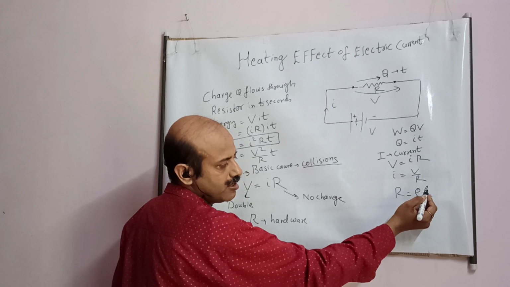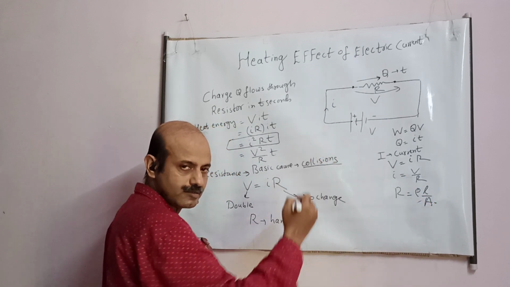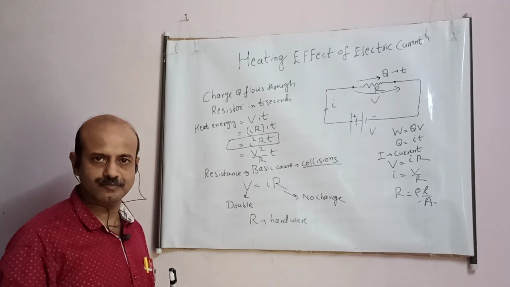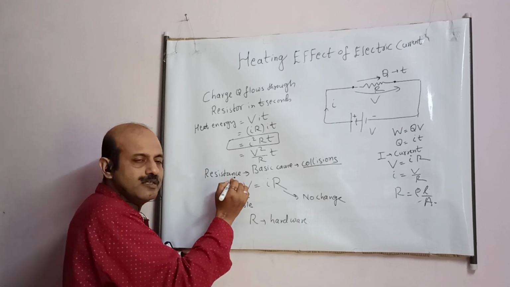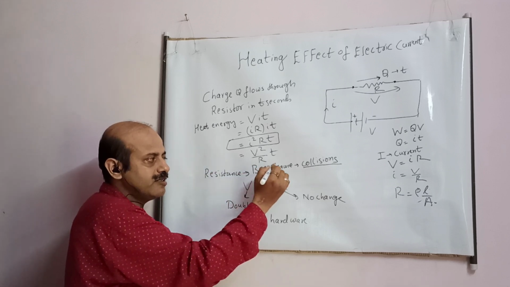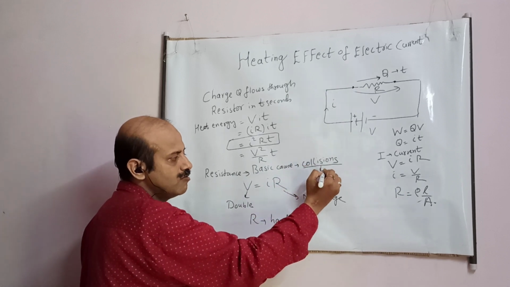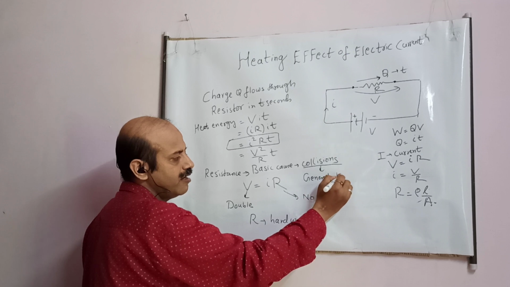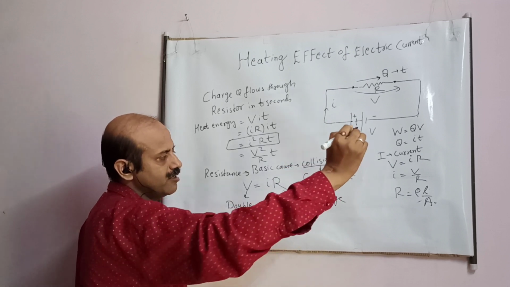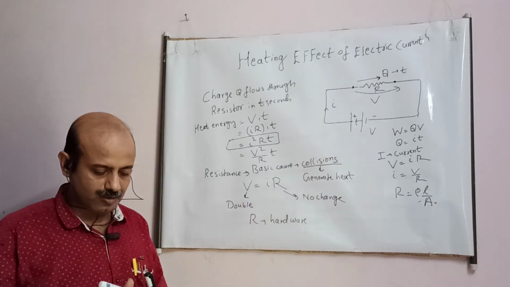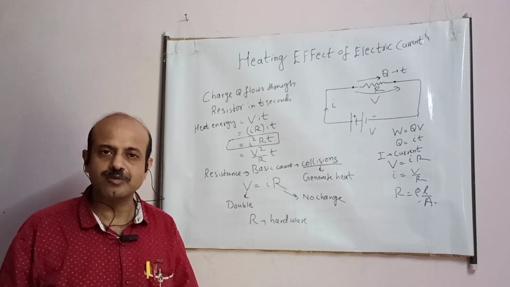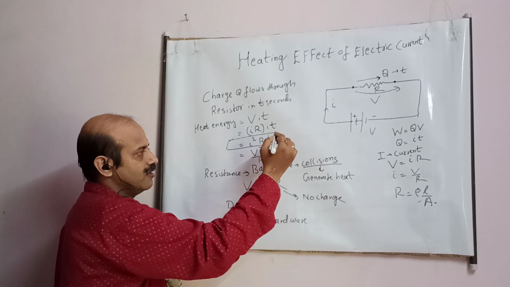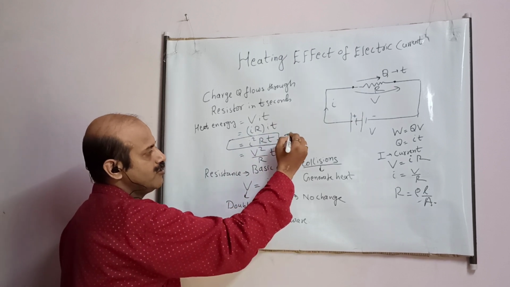R will change due to these parameters, L, A, this. But due to this V, R will not change. And what is R? Property, resistance. It generates heat. Why does it generate heat? Due to collisions, student. So when a current I passes through a resistance R, the heat which is generated is this much. This is also known as, student, Joule's law of heating.